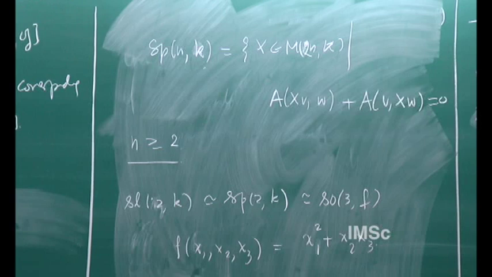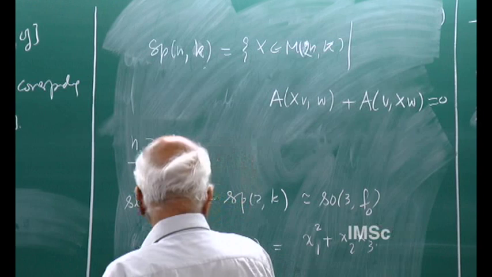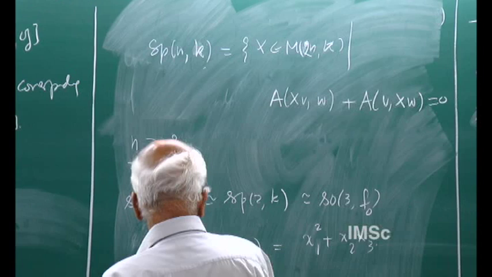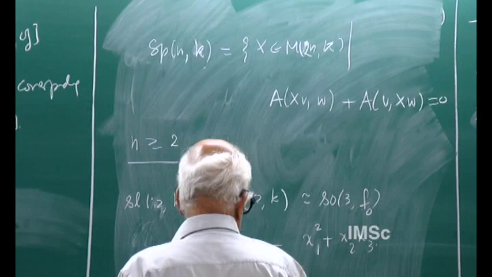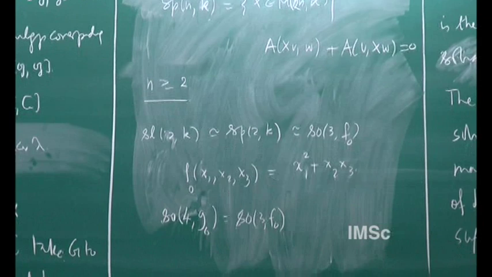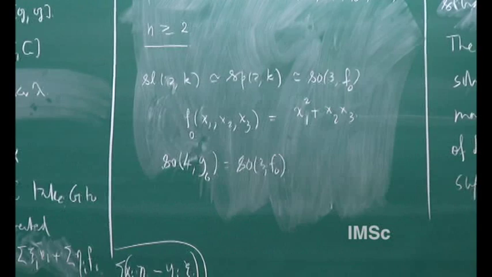We also have an isomorphism of, take f in this form. So f naught, let me write f naught. It also turns out that SO4 g naught equals SO3 f naught. So sorry, SO4 g naught is, I should avoid here. When I say they are simple algebras, n is greater than or equal to 3 and n not equal to 4. When n equals 4, it may not be simple.